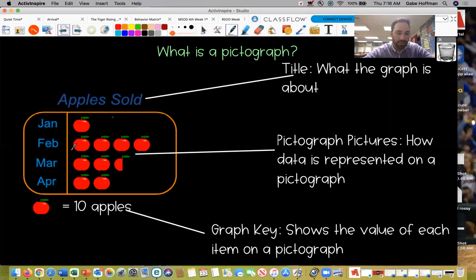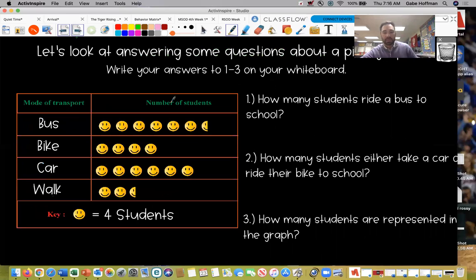So that's just a way of using this scale to look at the pictures and understand what they represent. So let's look at answering some questions. If I'm looking at this pictograph, I can see down in the key that my smiley face represents 4 students. So on these, half a smiley face is going to represent 2, right? So the first question says, how many students ride a bus to school? So let's look at bus. I've got 4, 8, 12, 16, 20, 24, and 2 more is going to give me 26 students.